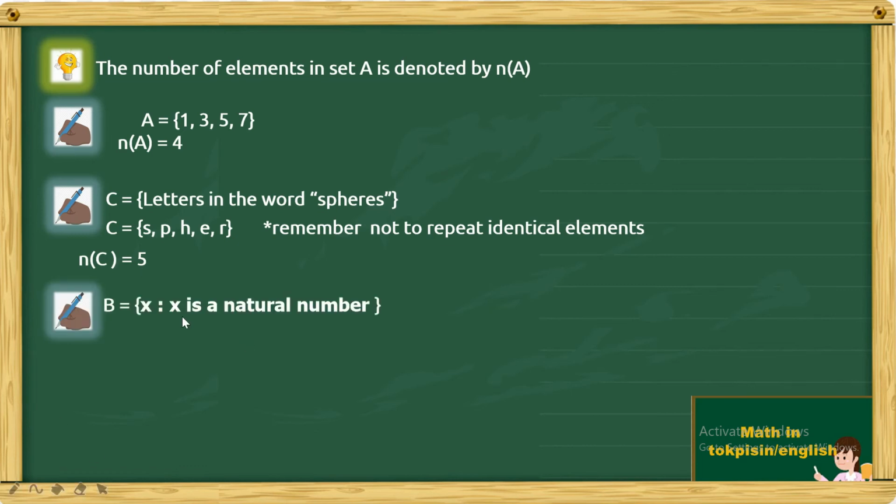Another example: B is equal to the set {x such that x is a natural number}. The vertical line here means such that. Before you find the number of elements in set B, you must list the elements first. Natural numbers are like 1, 2, 3, going up to 9, and because it is a natural number you continue 9, 10, and go on. So the number of elements in this set B will be equal to infinity.